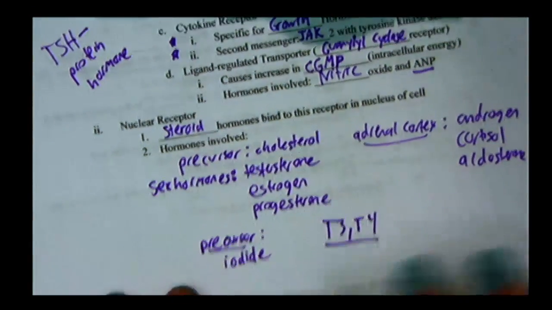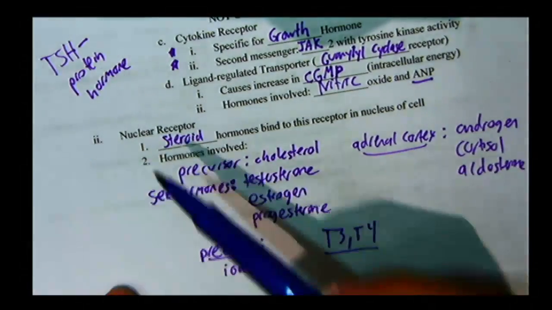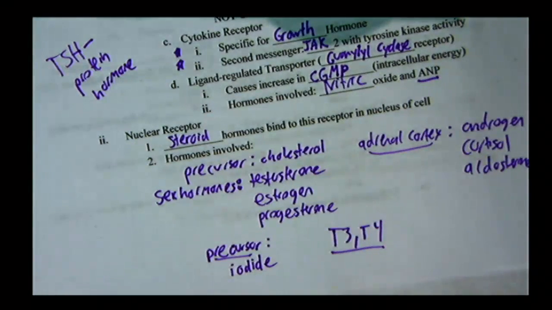When TSH binds to the thyroid gland, it's binding to a cell surface receptor. And then when T3, T4 come out of the thyroid gland and bind to the heart and all the other locations, that's when it binds inside of the cell. Does that make sense? Okay, so we can move on.